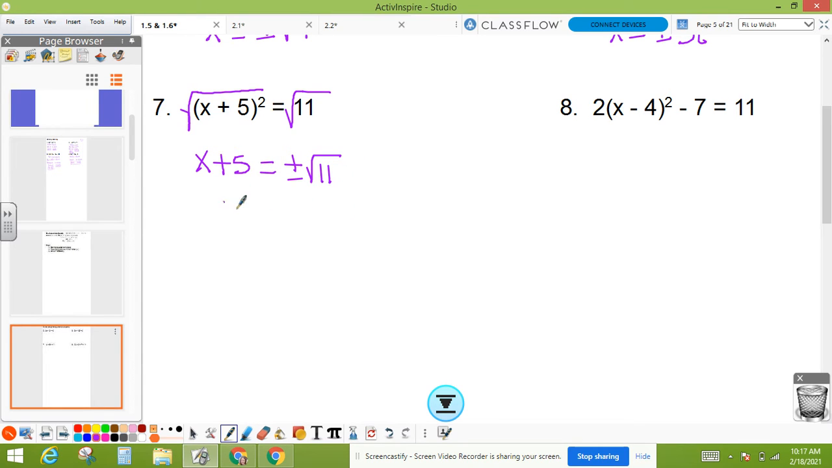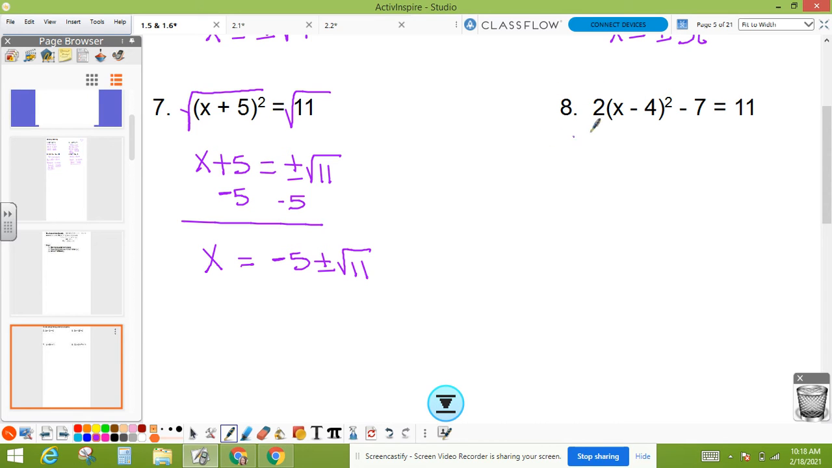This is where that last step of solve if necessary comes into play, because we don't know what x is yet. We know what x plus 5 is. So we're going to subtract 5 on both sides. I'm going to show this one time. So you have x, and over here you can't combine these. So you're going to say I want to do -5 plus and minus the square root of 11, which gives you two different gross little decimals.